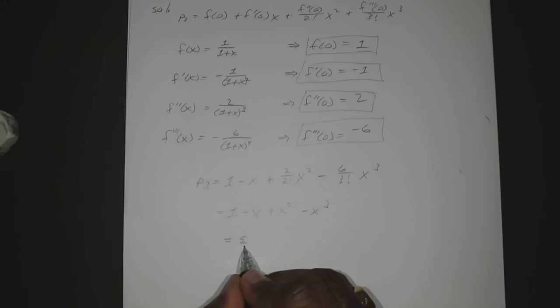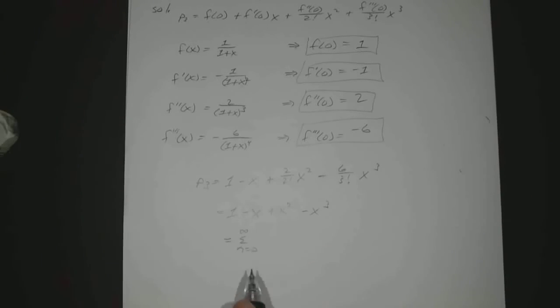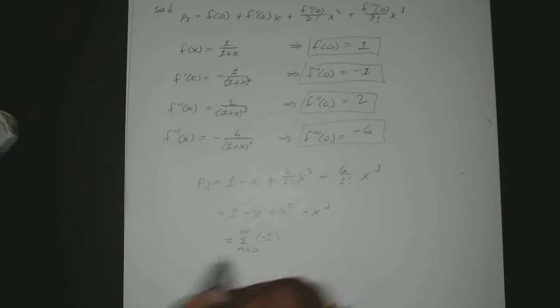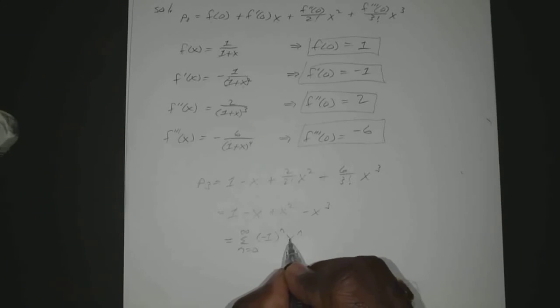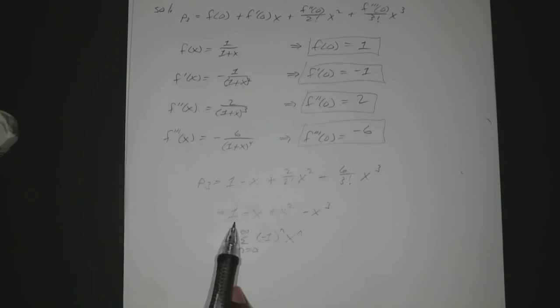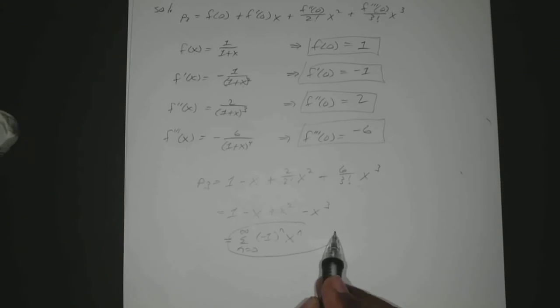Okay, so that's going to equal the sum from n equals 0 to infinity. It oscillates, so we know it's going to have a negative 1 to the n, times x to the nth power. So when n equals 0, that becomes 1, and it matches up. When n equals 1, that becomes negative 1, and that matches up, and so forth, and so on. Okay, so we have our p sub 3, and we have our representation. All right, so any questions on that one?